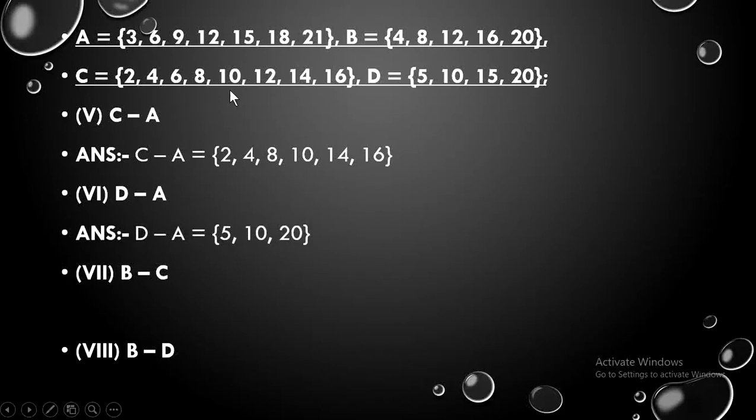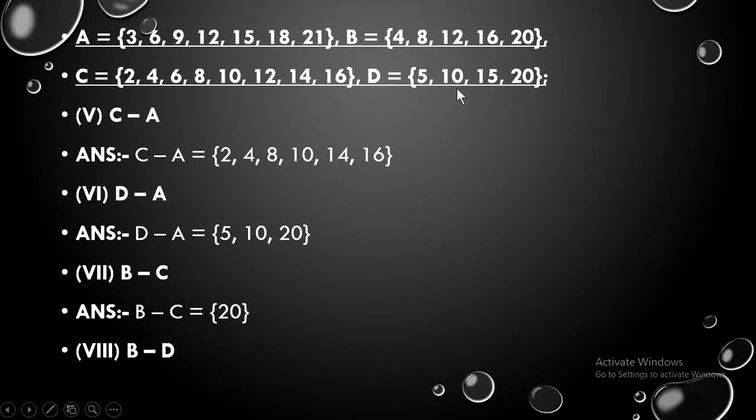Next, B minus C. B and C, just check which are the common elements present in them. You have 4 present in both of them, then 8 is present, 12 is present, 16 is also present. So 4, 8, 12 and 16 are present in both the sets. So since it is B minus C, we will remove the common elements from set B and write the leftover elements of set B. So 4, 8, 12, 16, we will remove that, and the leftover element in set B is 20. So we will write 20 as our answer.